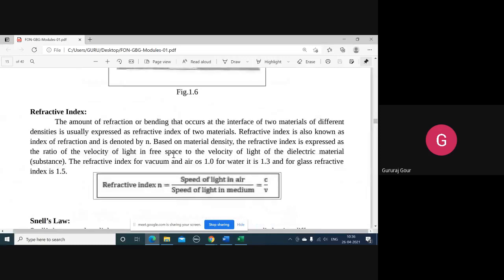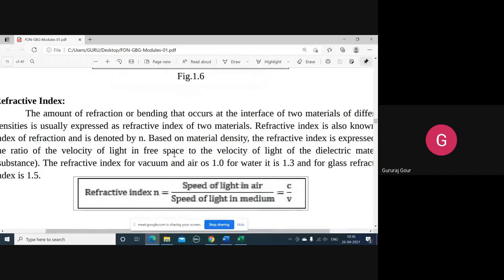Then refractive index. Refractive index is just an extension of refraction. It gives you the measure of the amount of bending. How much bending, by some number you have to tell. Simply we cannot say that it has bent less or more; we want some quantity. That is given by the refractive index, measured as the ratio of the velocity of light in air to the speed of light in the medium. That's all.